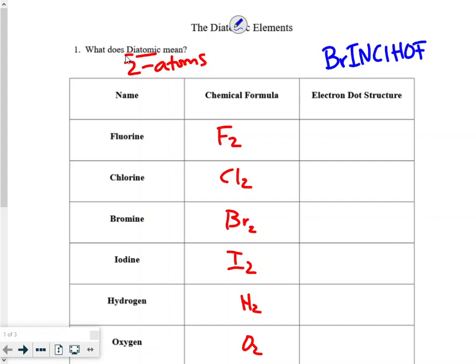For fluorine, we have 7 valence electrons. There's 2 of them, so a total of 14 to work with. There's only 2 atoms in this particular molecule, and it is still a molecule. It's just not a compound, because remember, a compound has to have 2 different elements in it in order to be that. So what you start off doing is you attach them to each other by a single bond.